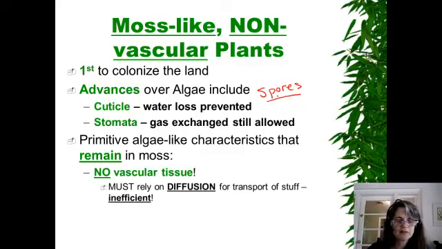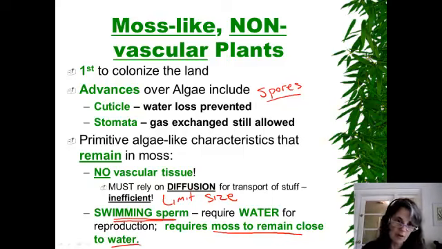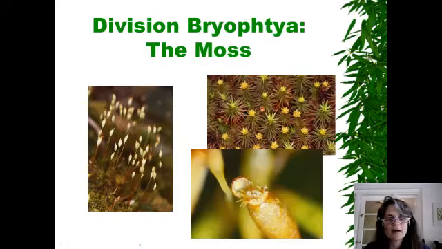They have no vascular tissue, which means they are relying on diffusion and osmosis for transport, and it's not efficient. This is going to limit us in terms of size, okay? And they also have swimming sperm, which means moss are going to have to remain close to water if they're going to reproduce. This is usually why we don't see moss out in an open field, because it's not going to be moist enough for them to reproduce. We need mist from a creek or dew that's not readily evaporated, that kind of thing.